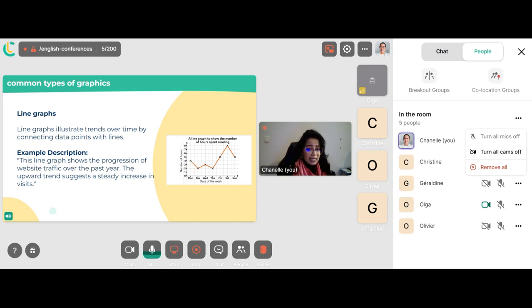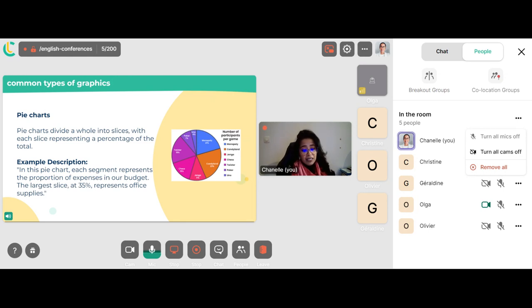And when we are talking about a line graph, this line graph shows the progression of website traffic over the past year. The upward trend suggests a steady increase in visits. So what can we see? If we look at the bottom, we can see the days of the week, and on the side, we can see the number of hours. So when we say in English, when we plot those points, we can actually see how that line grows and changes, which gives us a clear indication of whether our data is successful or unsuccessful.